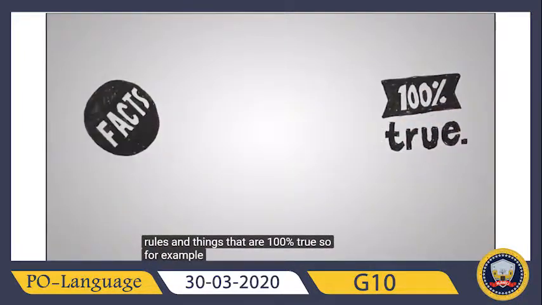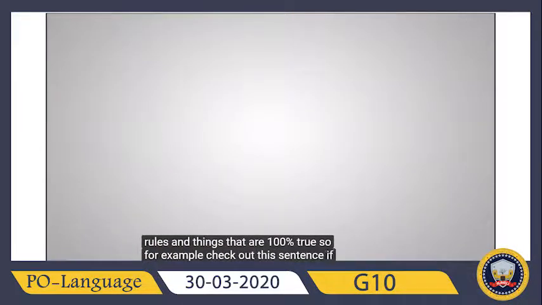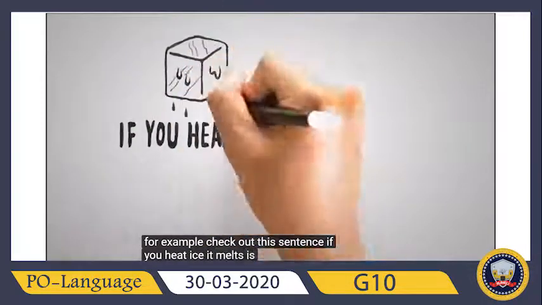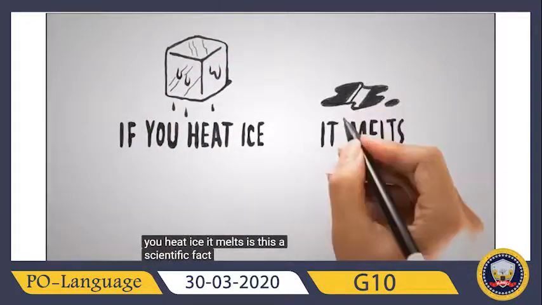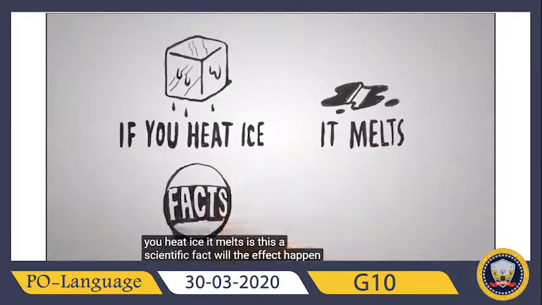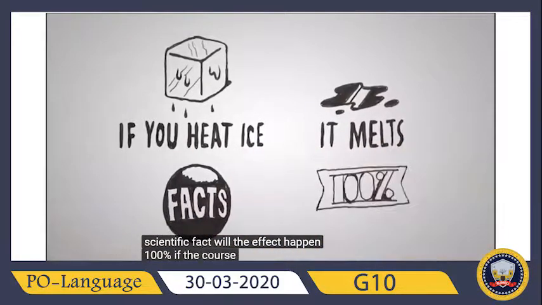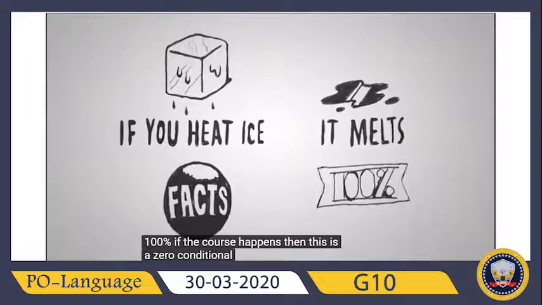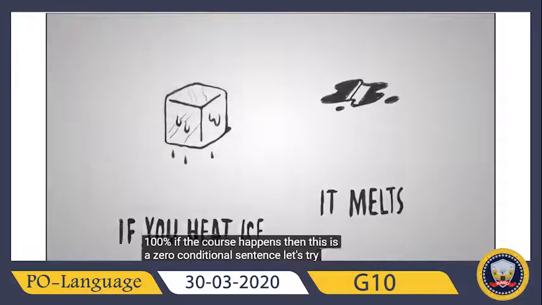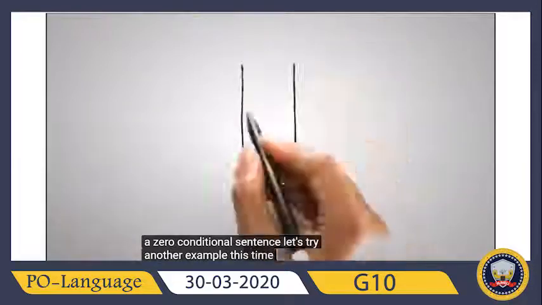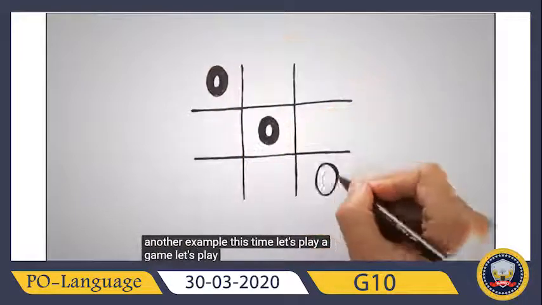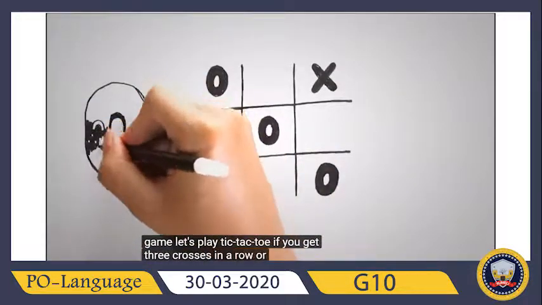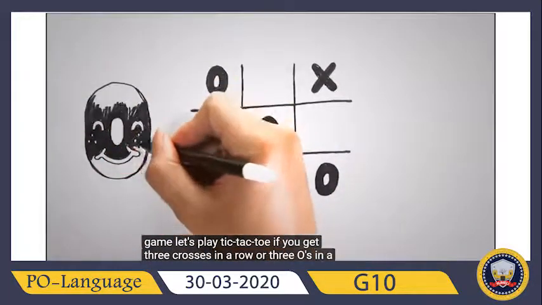So, for example, check out this sentence. If you heat ice, it melts. Is this a scientific fact? Will the effect happen 100% if the cause happens? Then this is a zero conditional sentence. Let's try another example. This time, let's play a game. Let's play tic-tac-toe. If you get 3 crosses in a row or 3 O's in a row, then you win.